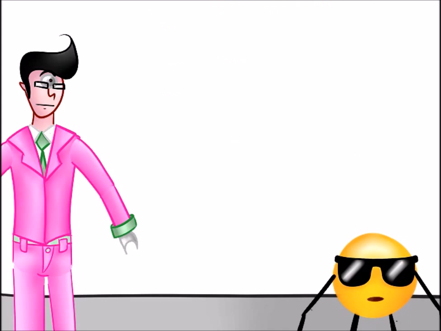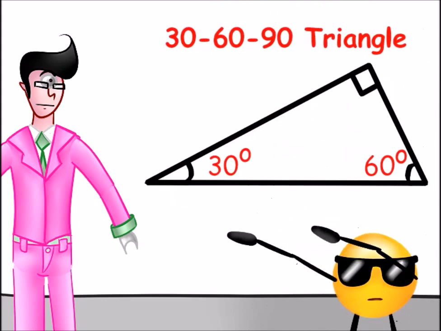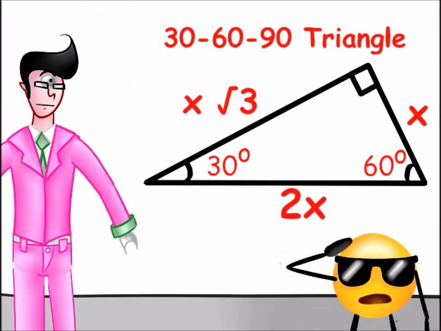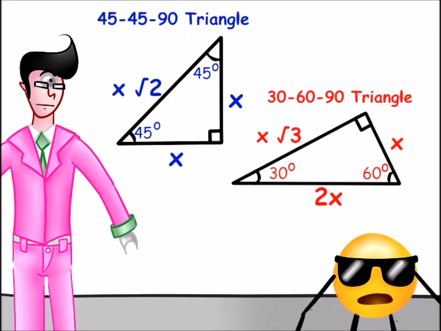The other type of special right triangle is a 30-60-90. Yo! This triangle has some special properties as well. The hypotenuse is equal to 2 times the shortest side, and the second side is equal to the shorter side times the square root of 3. With this information, you can find all the sides of these special triangles with just one given angle. Do it, do it, do it!